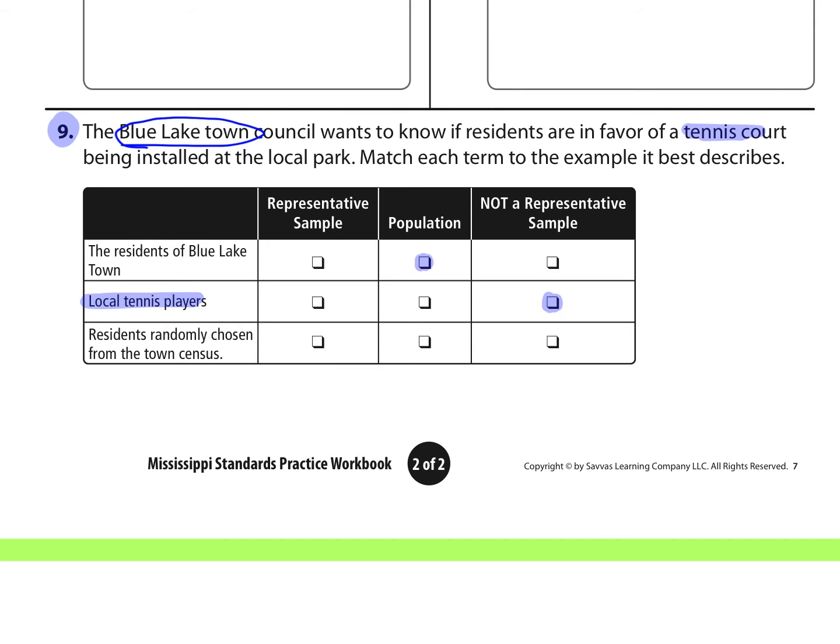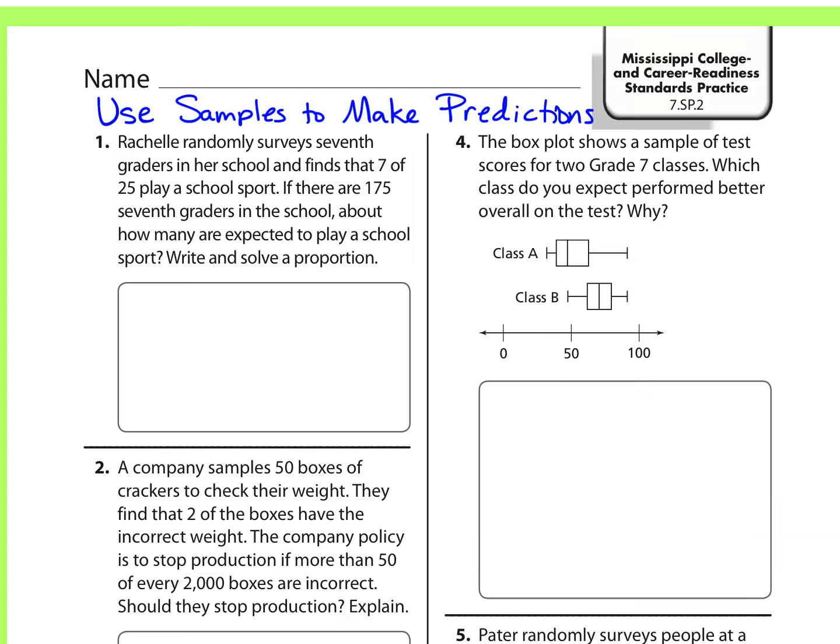The next one is randomly chosen residents from the town census. It's random, so that is a good representative sample of the population. So we take a sample group, and if it's random, it's a good representation. If it's not random, for example, if it's something that is biased, then it's not a representative sample.